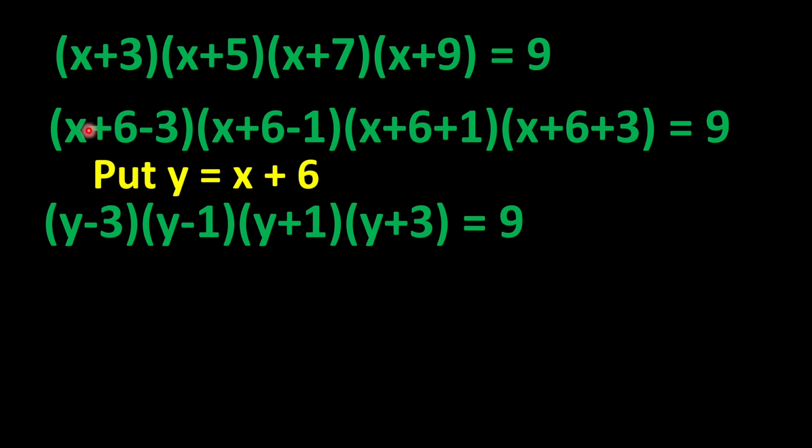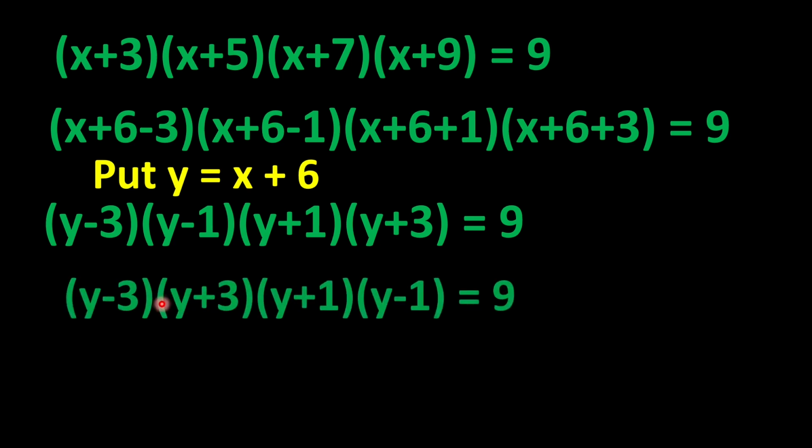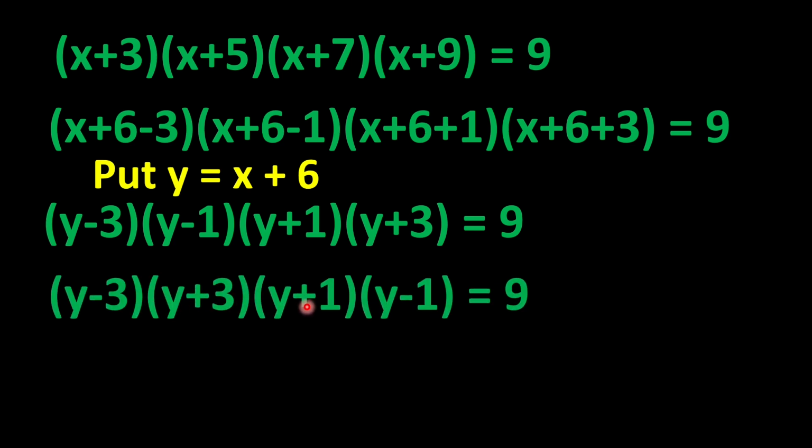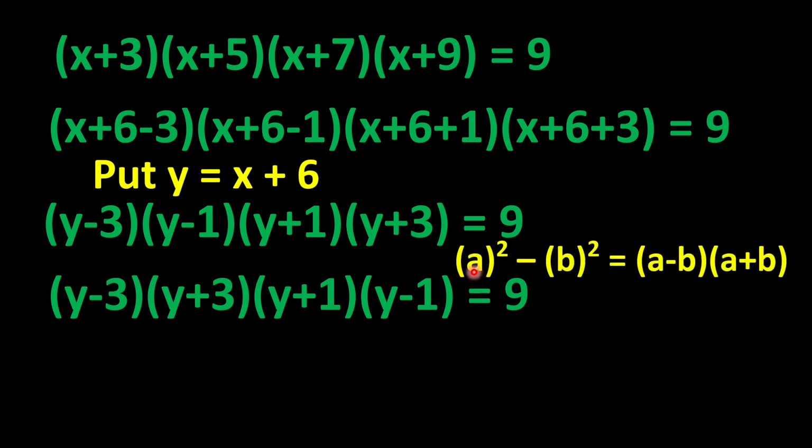So put y = x+6 in this equation. After putting this, we will get (y-3)(y-1)(y+1)(y+3). Now we will rearrange as (y-3)(y+3) on one side, and similarly (y+1)(y-1) on the other side, which is equal to 9. Now according to the identity formula, a² - b² = (a-b)(a+b).